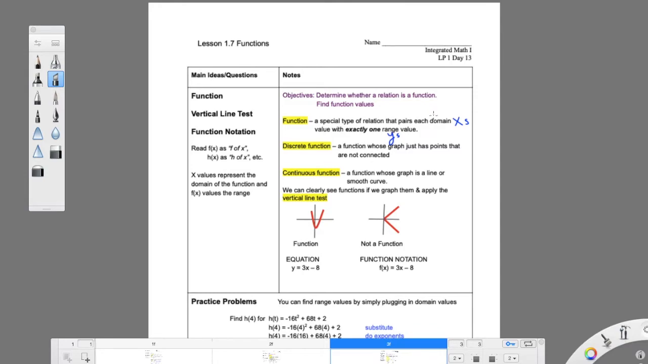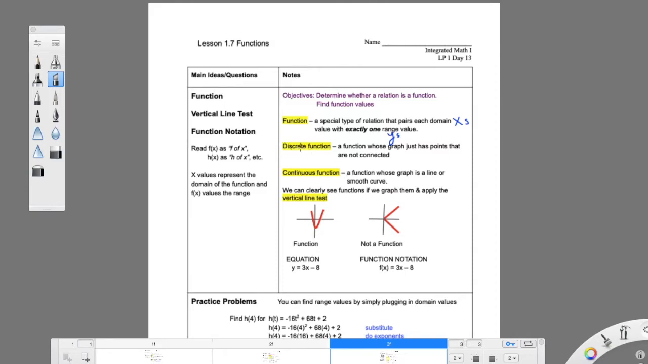So again, when I say each domain is paired with exactly one range, that means if I put in 1 and I get 2, I should not be able to put in 1 and get another number. Again, that would mean my machine was broken. Think of it like a machine. I'm putting something in, I should get something very specific out.